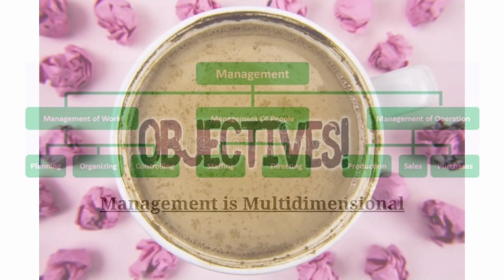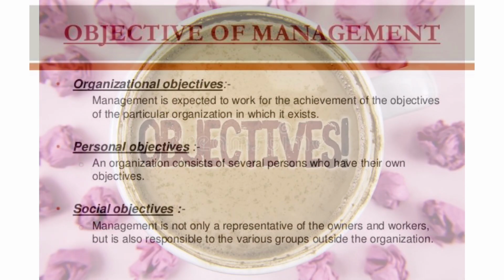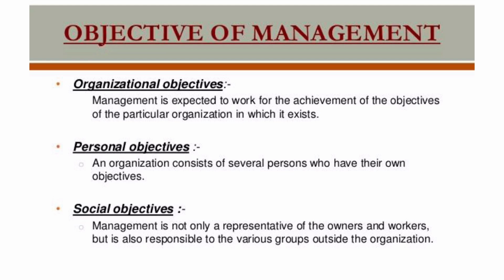Now, our next topic under management is objectives of management. There are three types of objectives of management. Number one is organizational objectives, then personal objectives, then social objectives. Organizational objectives are the objectives in which the existence of the organization is talked about, whereas personal objectives are where the personal needs of the employees of an organization are talked about, and the social objectives definitely include the society. We have the objectives towards the society.